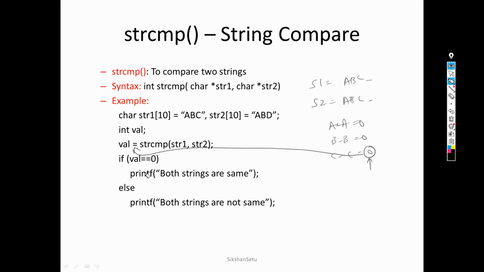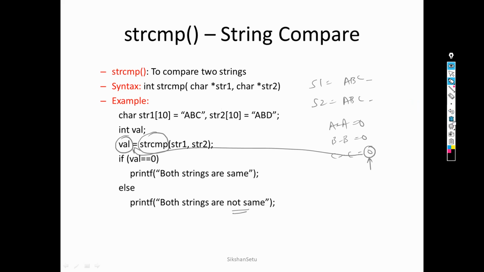Now how can we say that both the strings are same? When the value of this particular variable is 0, then we can say both the strings are same. And if the value of this variable is any value other than 0, then we can say that the strings are not same. So this is how we can use the strcmp function to check whether the strings are same or different.